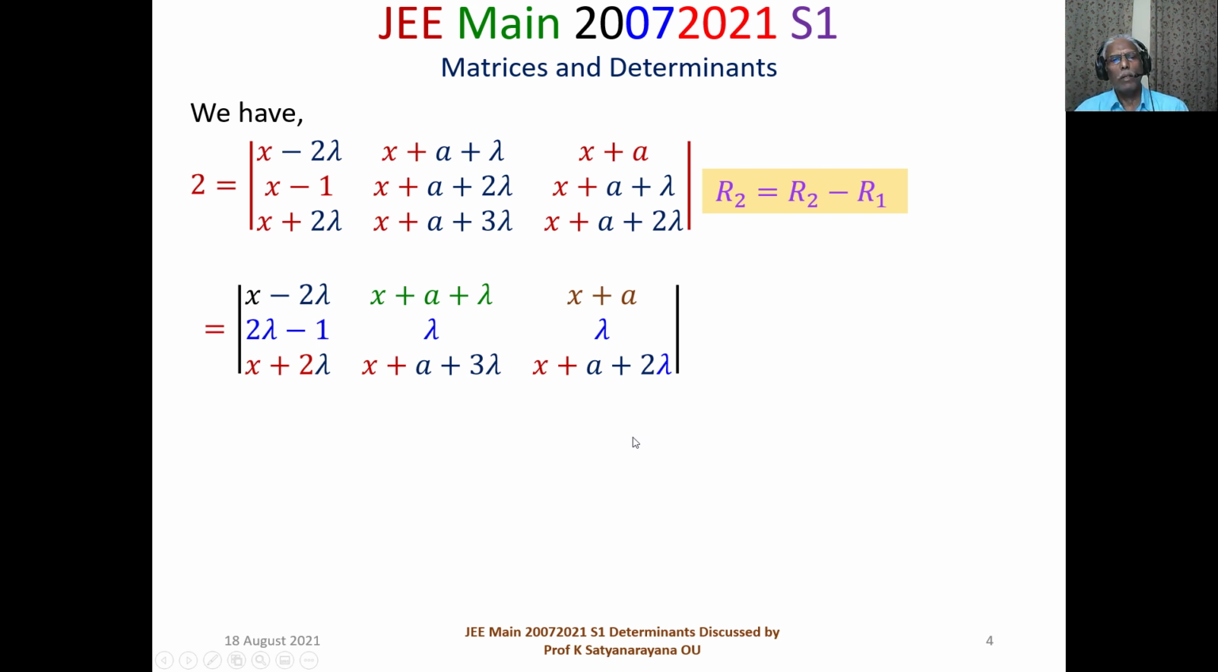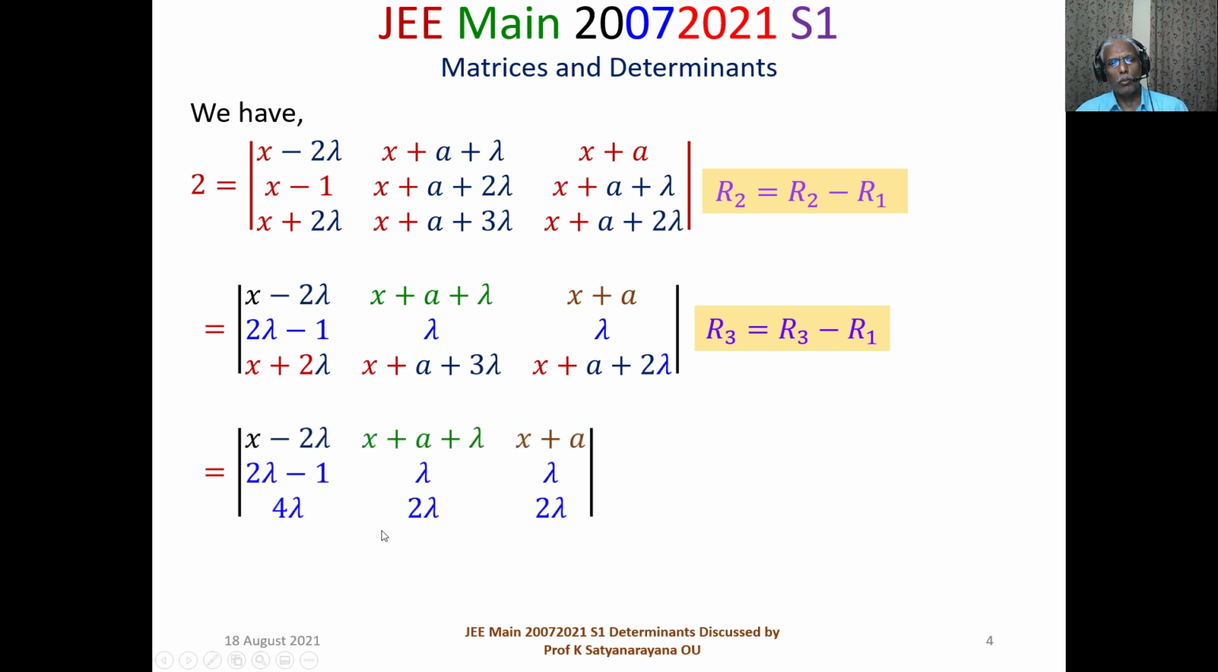And once again, I will subtract the first row from the third row. So what will I get? x plus 2 lambda minus x minus 2 lambda will be 4 lambda, and x plus a plus 3 lambda minus x plus a plus lambda, you will get 2 lambda, and x plus a plus 2 lambda minus x plus a will be 2 lambda. So you will get the third row 4 lambda, 2 lambda, 2 lambda.